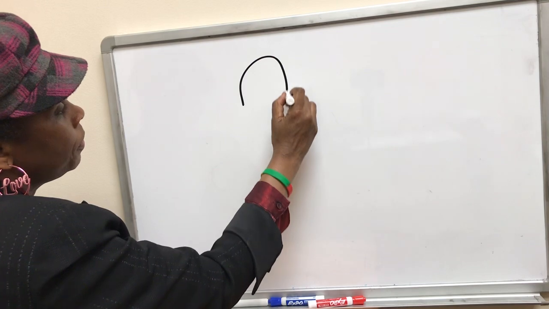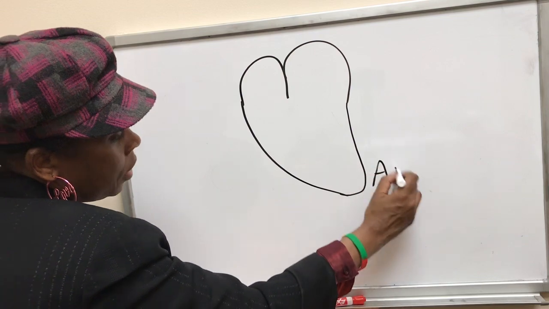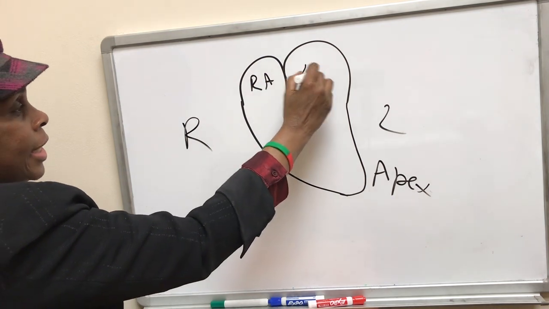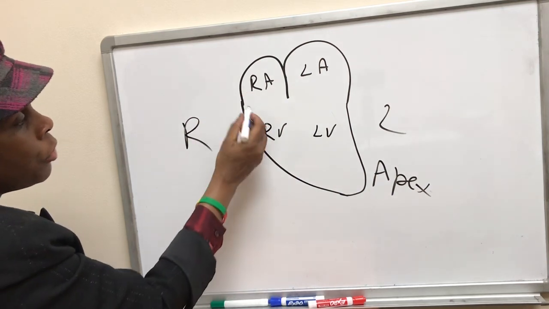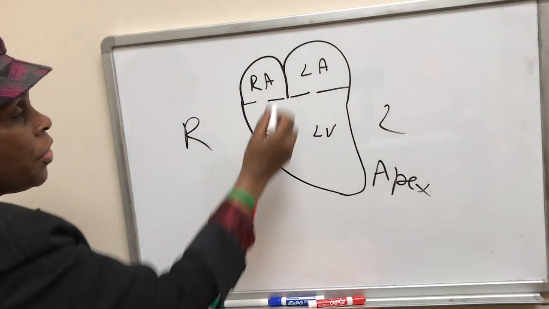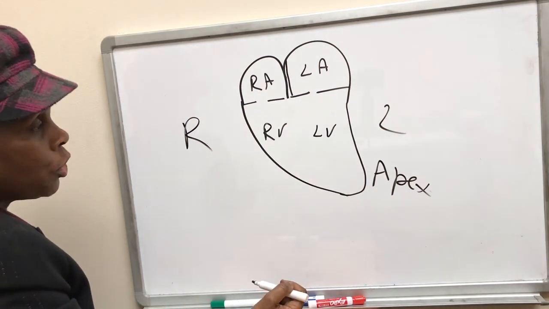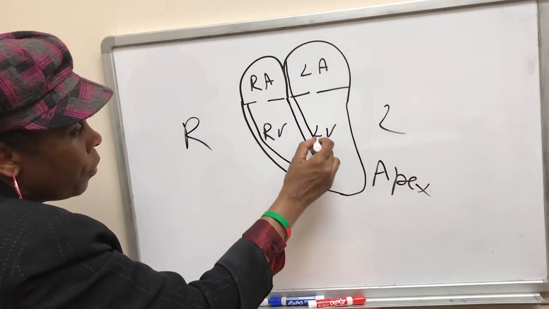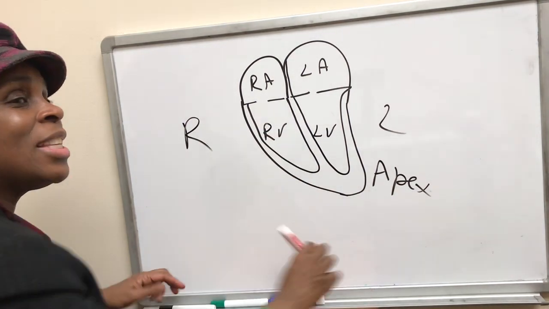Here, this is the heart. It's tilted to the left, to the apex here, which tells us this is the left side and this is the right side. This is the right atrium, the left atrium, the right ventricle, the left ventricle. Between the atrium and the ventricle, we have valves: here, the tricuspid valve and the mitral valve. And then there's a septum between the right and left atria called the interatrial septum, and there's a septum between the ventricles also, called the interventricular septum.